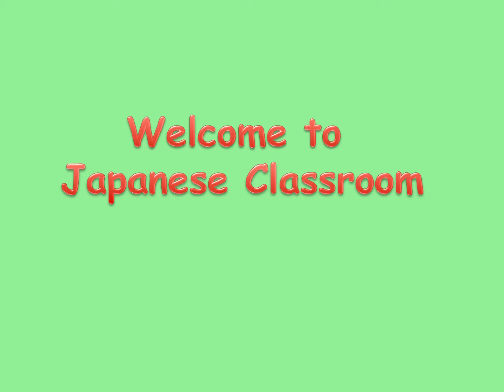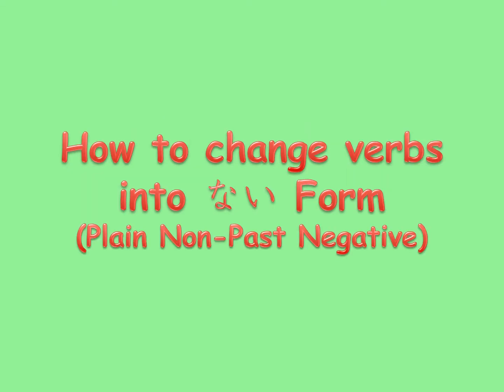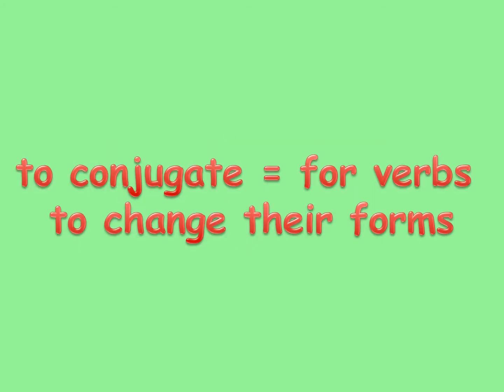Welcome to Japanese Classroom. This lesson is about how to change verbs into ない form. ない form is also called the plain non-past negative form. Before we start, I'd like you to remember one grammar jargon in English. That is to conjugate. To conjugate means for verbs to change their forms.